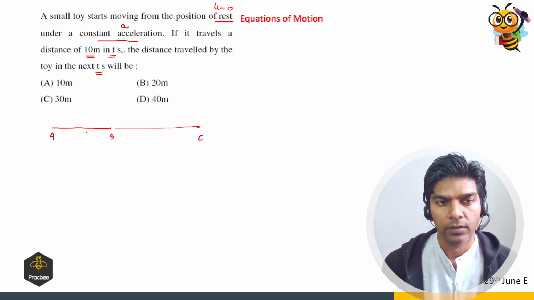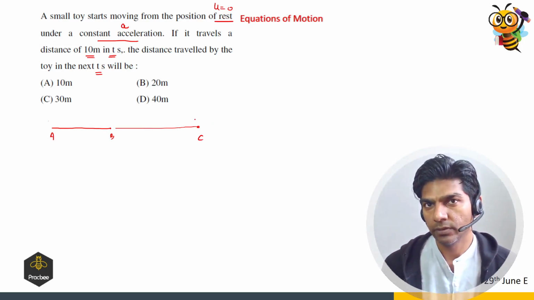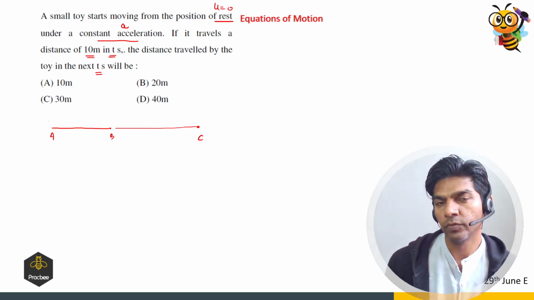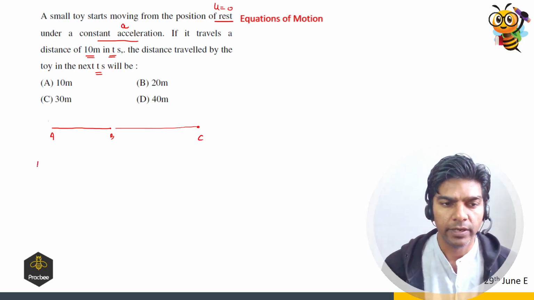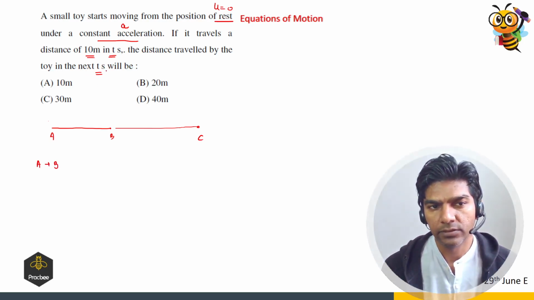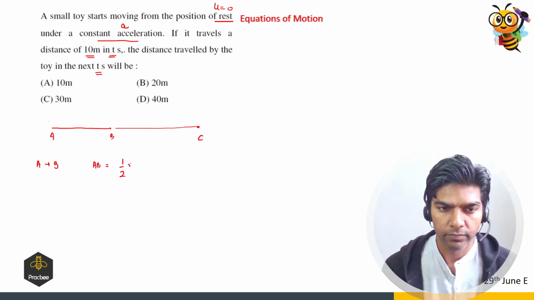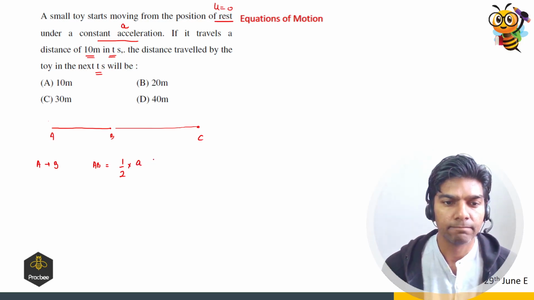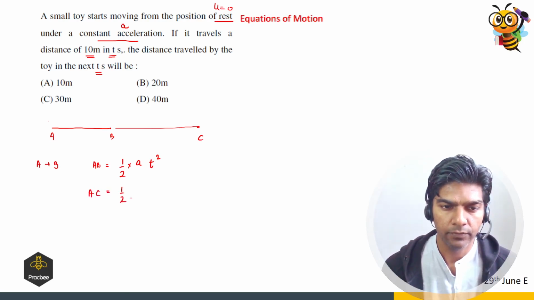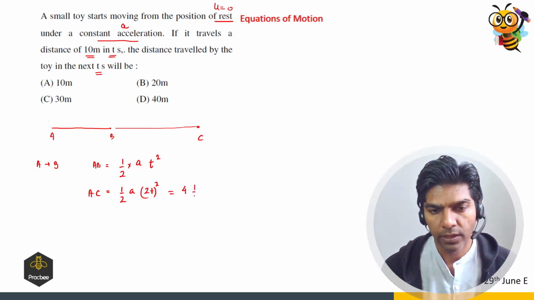A to C. So what we're going to do, we'll apply equations of motion between A to B and from A to C, because it is always convenient if one of the states of the particle is at rest. So from A to B, we have to find the distance traveled by the toy in the next t seconds. So from A to B, AB is half a t square, and from A to C it will be half a (2t) square. So that comes out to be 4 times half a t square.